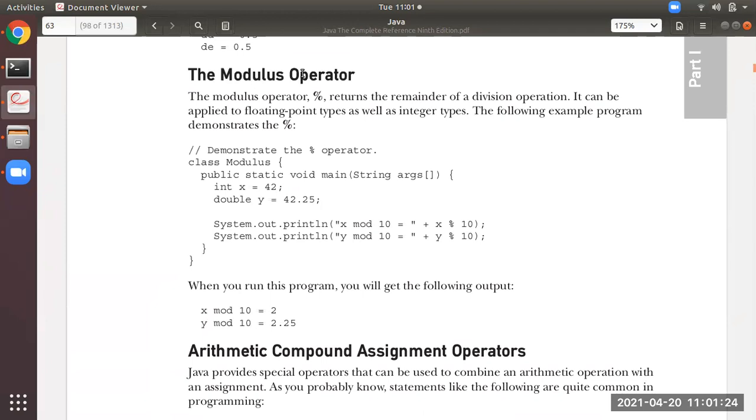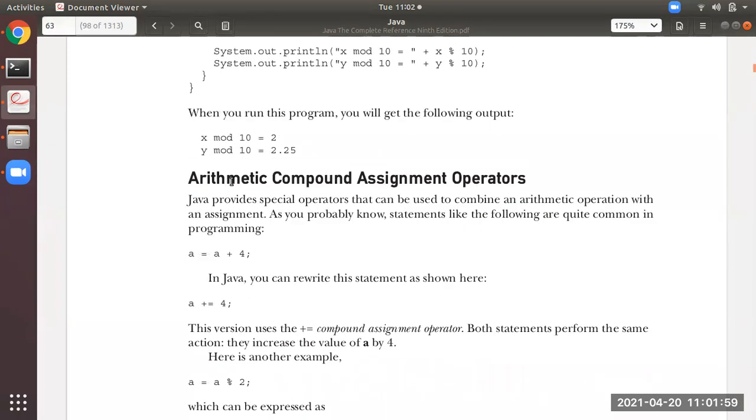That's it now. The next is the modulus operator, as I said just now, also known as percentile. This operator will give you the remainder. See here in this program, x is 42, y is 42.25. So x percentile 10 means 42 divided by 10. What is the remainder? It is 2. So it is giving you 2. Whereas over here, y percentile 10 means 42.25 divided by 10 will give you the remainder, but with decimals. So it is 2.25.